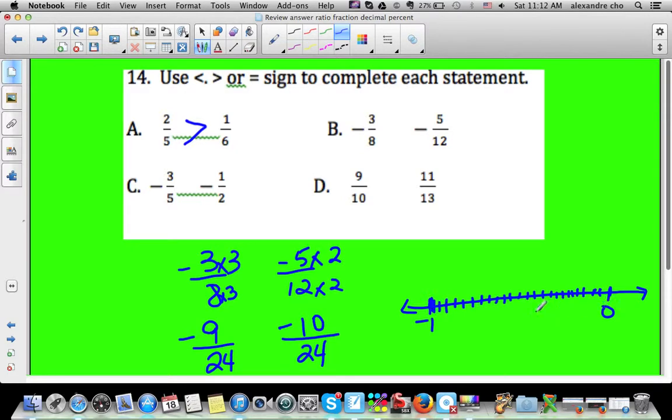So here's 0 and negative 1. 9 would be 1, 2, 3, 4, 5, 6, 7. 9 would be right here. Negative 9 over 24. And obviously negative 10 would be the following one.